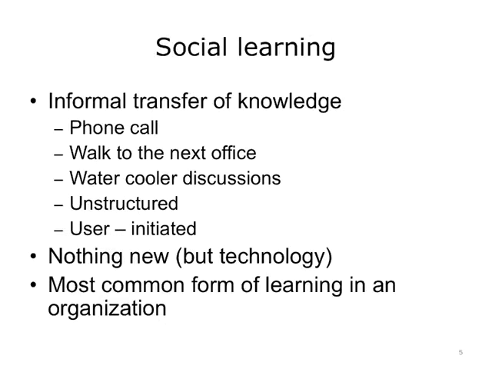In simple terms, social learning is about using social media technologies to close the gap that exists between the training and learning the enterprise provides and the informal learning that is always happening within the clinical setting. Some characteristics of social learning that take place every day in the workplace are informal transfer of knowledge, phone calls to coworkers when you are looking for information, a walk to the next office, water cooler discussions for colleagues. The learning is unstructured and is user-initiated. Social learning is the most common form of learning in an organization.